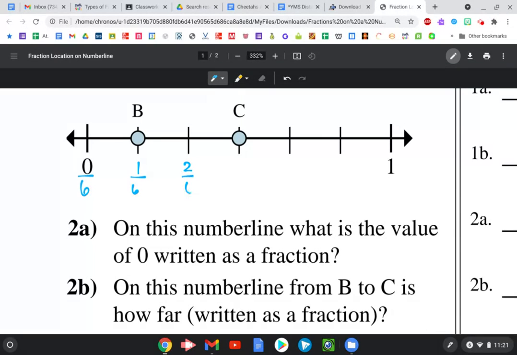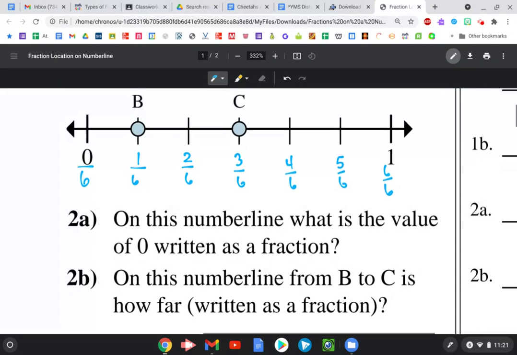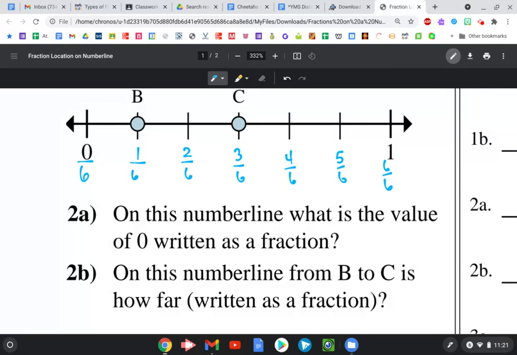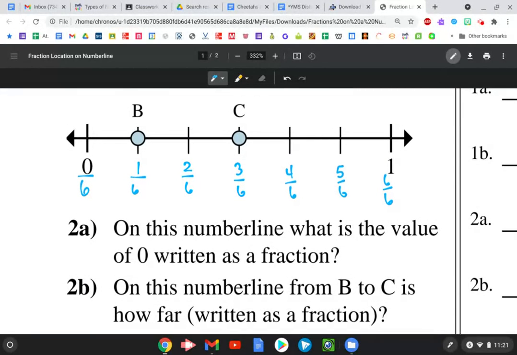We have 2 sixths, 3 sixths, 4 sixths, 5 sixths, and 6 sixths. Okay, and now I think we'll be better able to answer question 2B. On this number line, from B to C is how far? Here we are, from B to C. How far is that? Well, what we can do is we can count the 6.